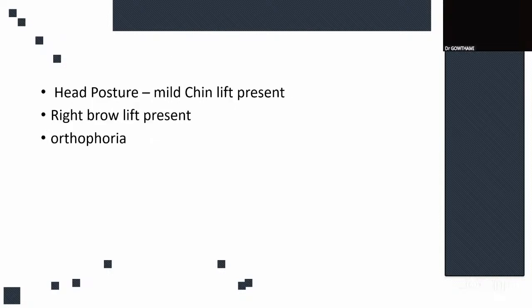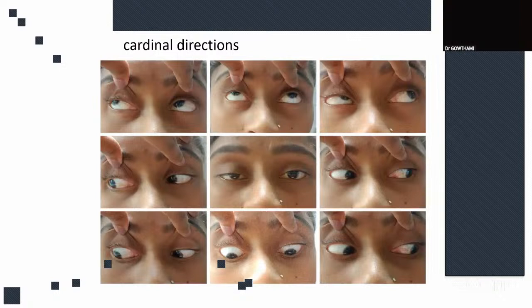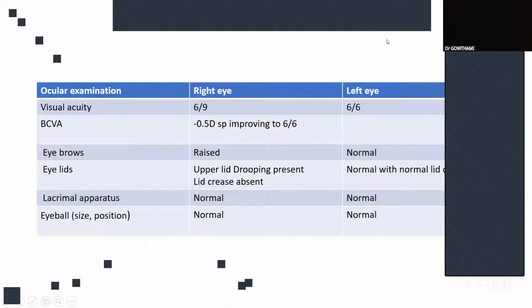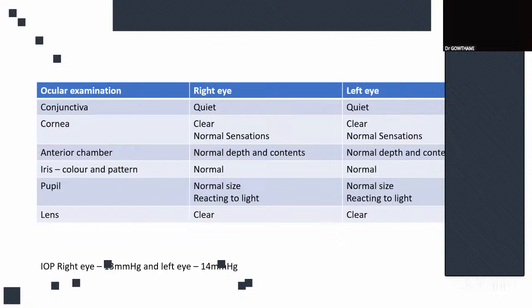Coming to head posture, there is mild chin lift and the right brow lift is present. Eyes are in orthophoria. Ocular movements are normal in all cardinal directions. Coming to local examination, right eye visual acuity is 6/9, improving to 6/6. Eyebrows are raised, upper eyelid drooping is present and lid crease is absent. Lacrimal apparatus is normal and eyeball is normal in size and position. Right eye conjunctiva is quiet, cornea is clear with intact sensations.